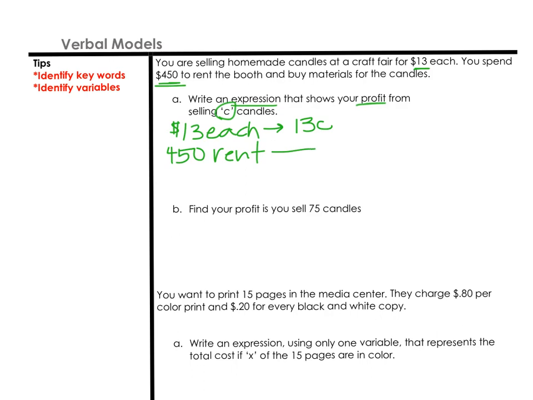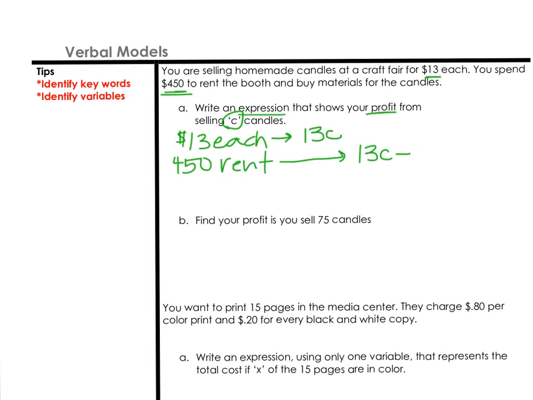So utilizing that with that 13C, if we recognize this is the amount of money from selling candles and we subtract $450, although I don't know why it's doing that. It just moved for no reason. Sorry. 13C minus 450 is an expression that helps us determine how much profit we would make depending on the number of candles sold. Obviously, the more candles, the more C we have as a value, the higher our profit would be.